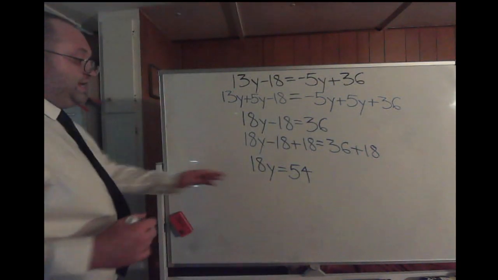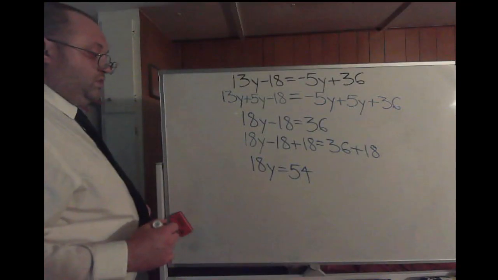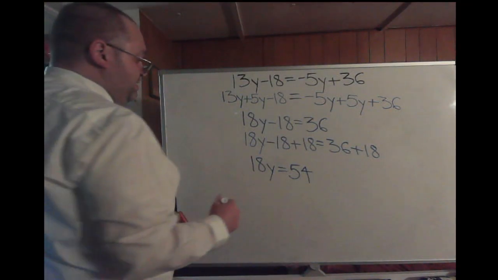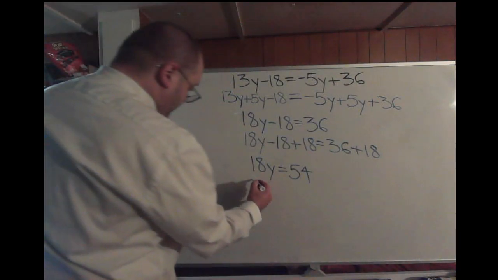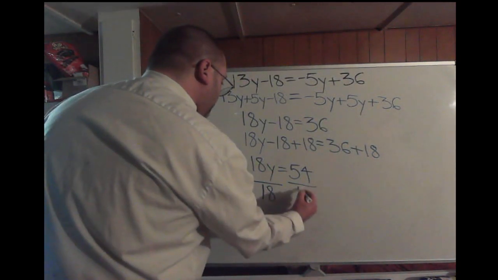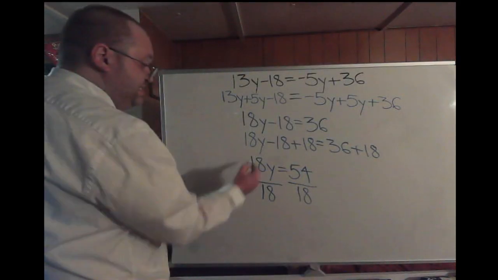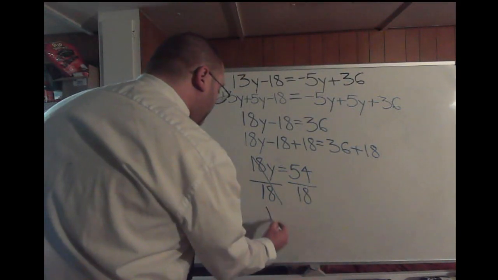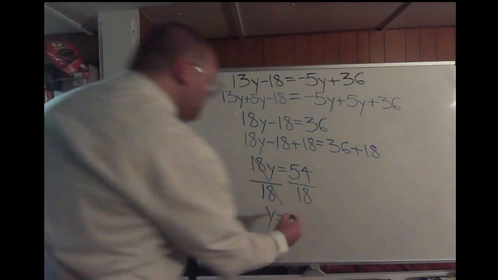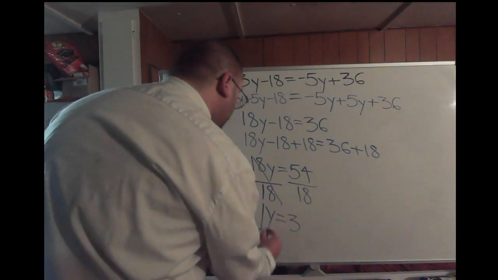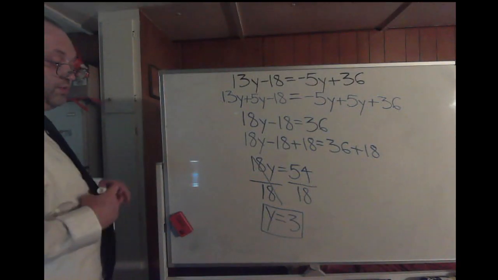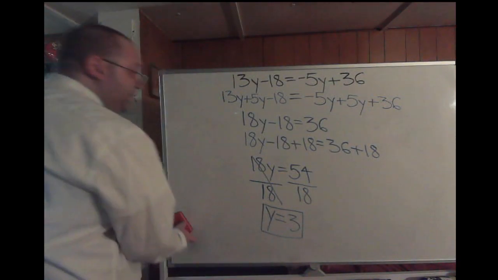So now you're left with 18y equals 54. Well, what we got to do here, we want to get y by itself. We got to divide both sides by 18. So on the left side, the 18s will cancel out. You're left with y is equal to 54 divided by 18, which is 3. So the answer to this is y equals 3. That's exactly what you would get.